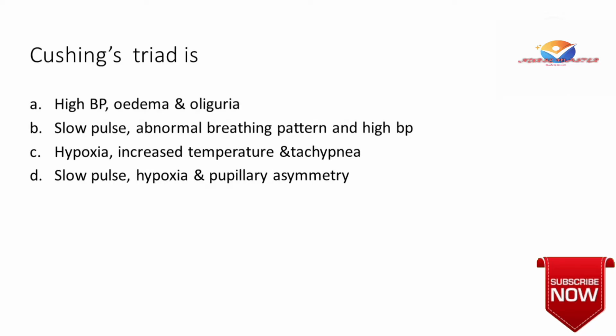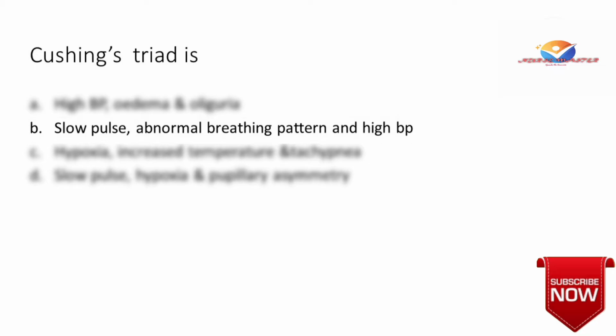Cushing's triad is option A, high blood pressure, edema and oliguria. Option B, slow pulse, abnormal breathing pattern and high blood pressure. Option C, hypoxia, increased temperature and tachypnea. Option D, slow pulse, hypoxia and pupillary asymmetry. The correct answer is option B, slow pulse, abnormal breathing pattern and high blood pressure.